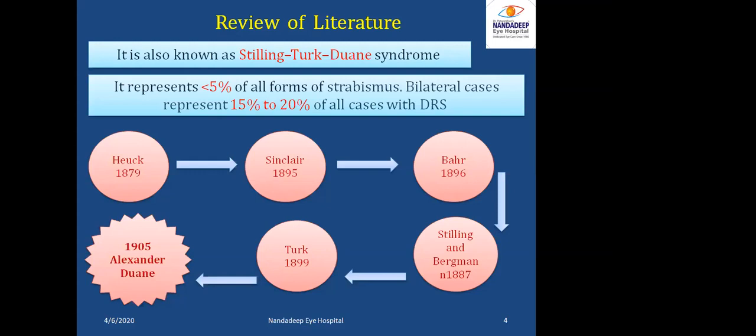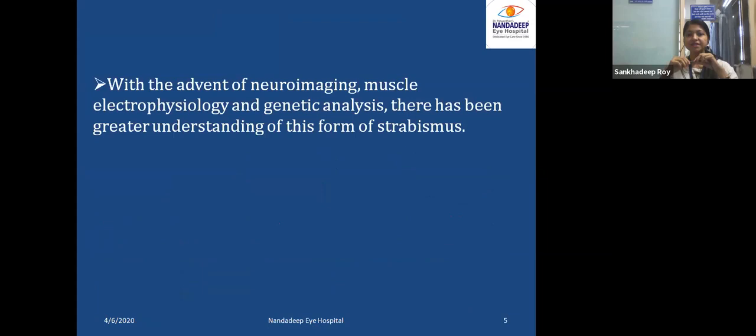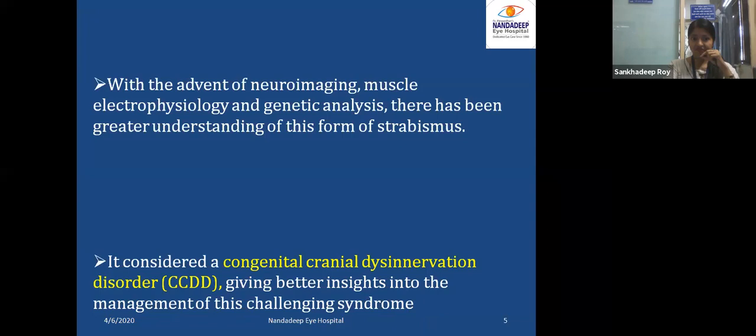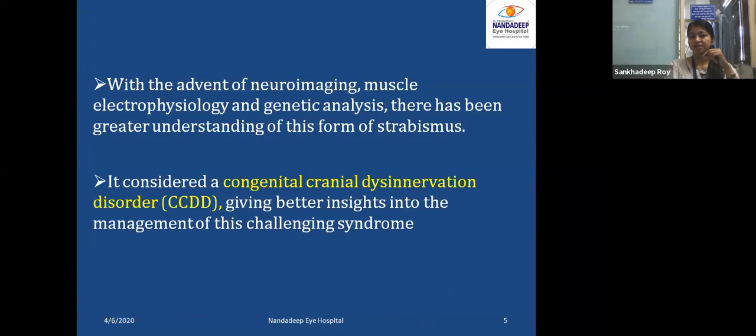So decades later, with the advent of neuroimaging and muscle electrophysiology, because medical science is always changing, the terminology, the clinical features, the management levels, everything changes. At first, the muscle restriction was seen as limited to ocular movement only. Later, when electrophysiology and the ERG were invented, we started genetic analysis. There has been a greater understanding of this form of strabismus. It is considered a congenital cranial dysinnervation disorder, in short CCDD, giving better insights into the management of this challenging syndrome.